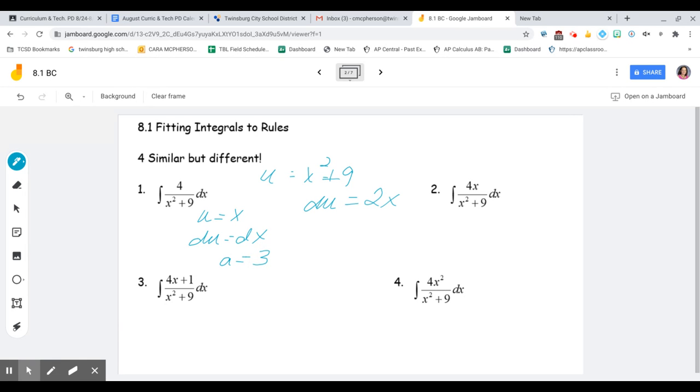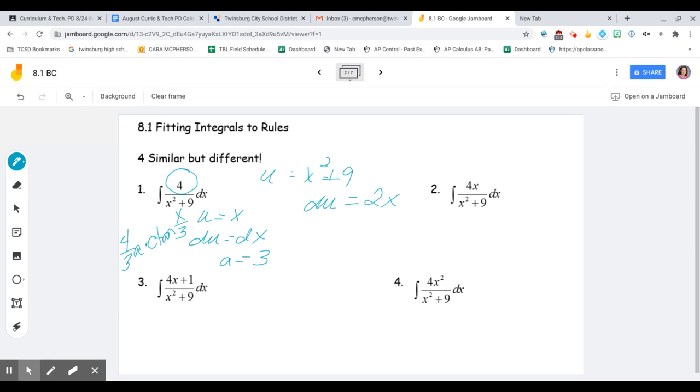Arctangent does have a value in front. It has a 1 over a in front. It also is going to have this 4 in front. So you're going to have a 4/3 in front of your arctangent of x over 3 plus c, which I don't have room to write, but I promise I'm thinking of my plus c's.